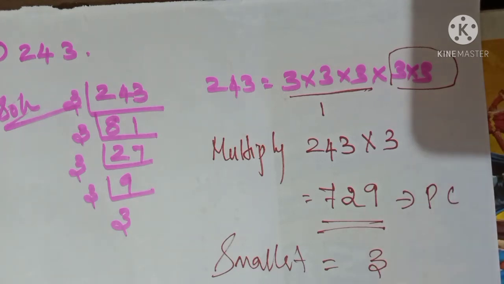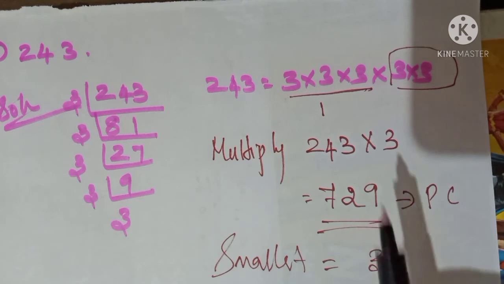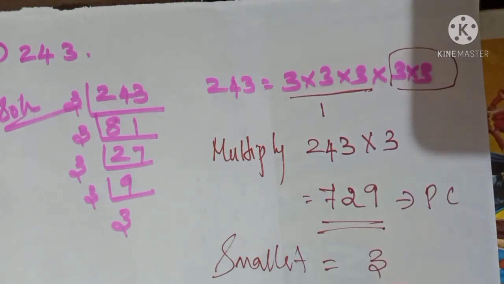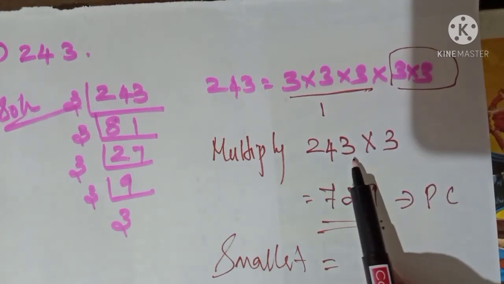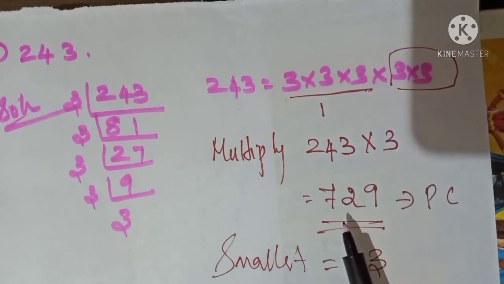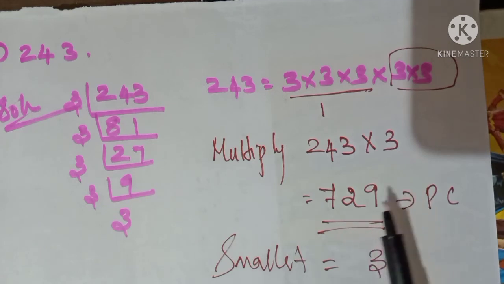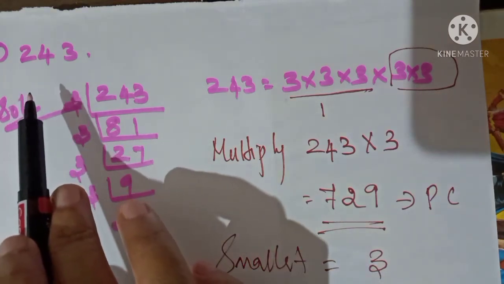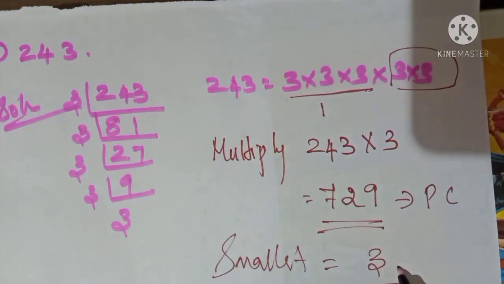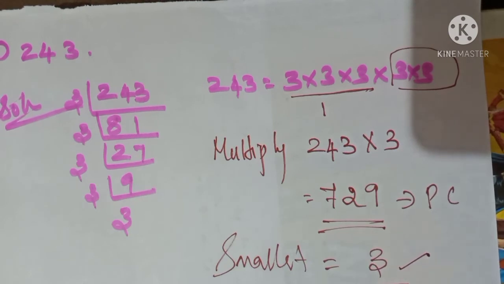So we will do the prime factorization method first, then we will write. Here this is one group and in the second group one 3 is missing. So with that 3 we will multiply 243 into 3. We are getting the answer 729. So 729 is a perfect cube. Hence the smallest natural number by which 243 should be multiplied to get a perfect cube is 3. The smallest number is 3. Like this you want to do the remaining problems.